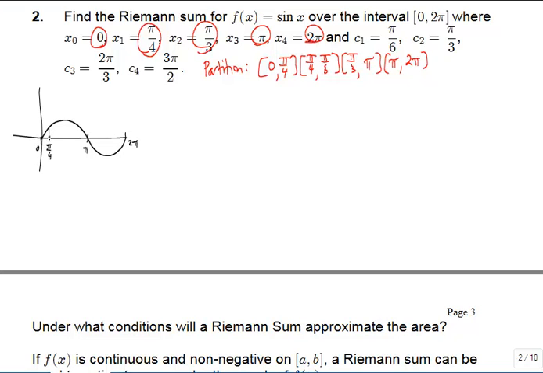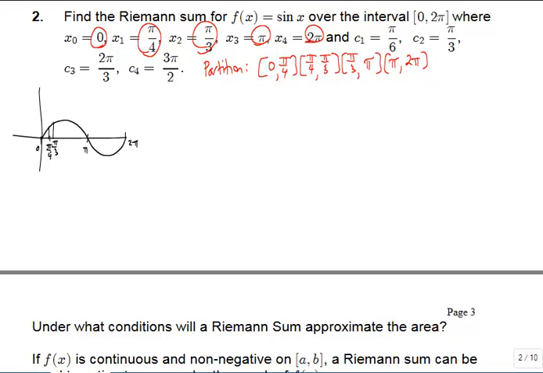Then we're going to go from pi over 4 to pi over 3, which isn't very far away. So there's going to be our next rectangle. And then the next rectangle goes from pi over 3 all the way over to pi. So our next rectangle is going to be here. And then we're going to go from pi to 2 pi, so even further. So we're only going to have 4 rectangles, and you can see that they each have different widths.